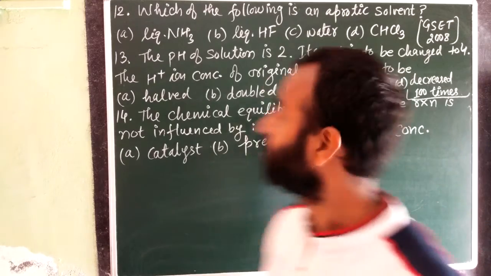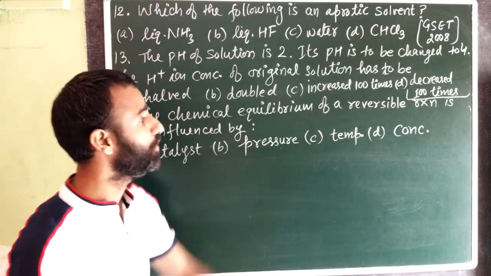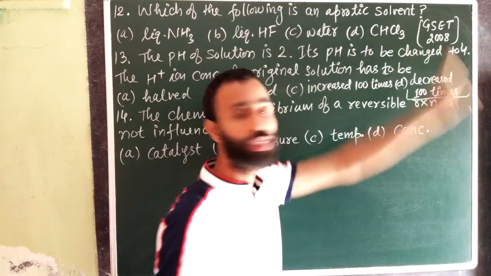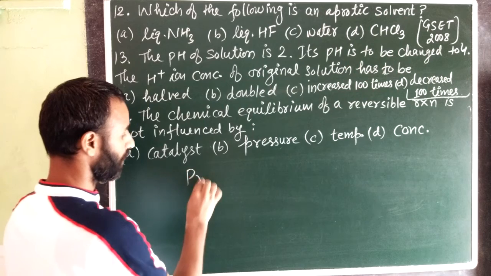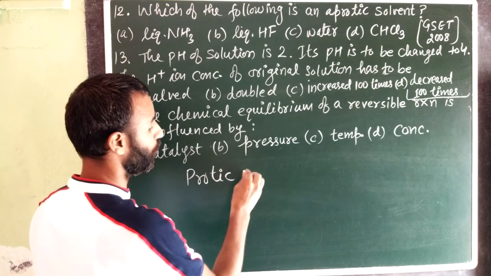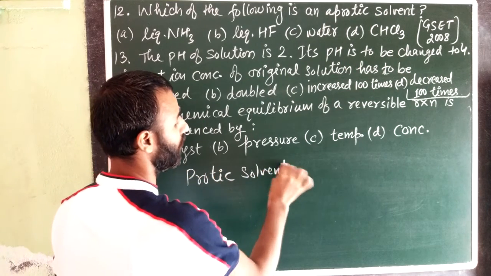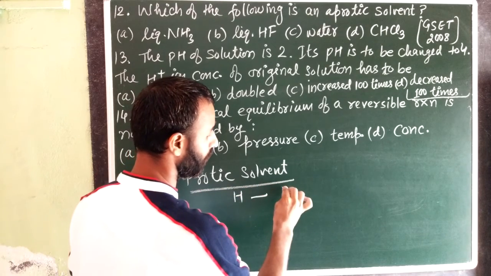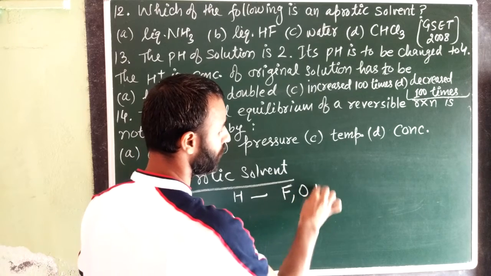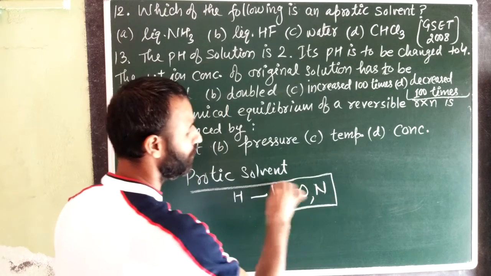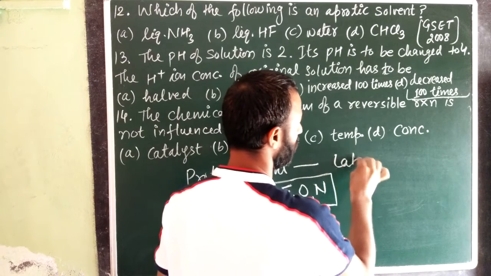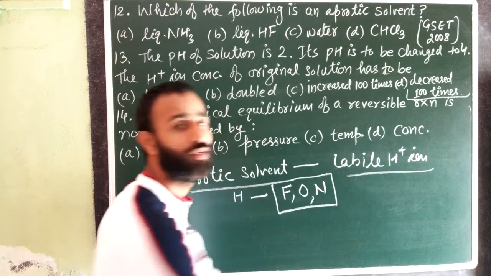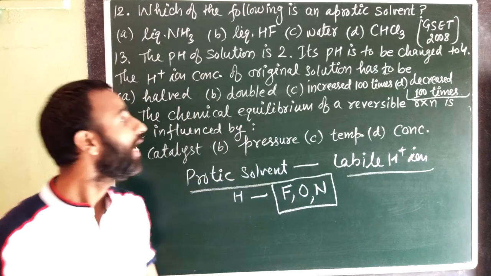Okay, so next, these are questions from GSET 2008. Which one of the following is an aprotic solvent? First, we come to the point, what is a protic solvent? Protic solvents are those in which hydrogen is attached to either fluorine, oxygen or nitrogen. Means the solvents which have labile H plus ion.